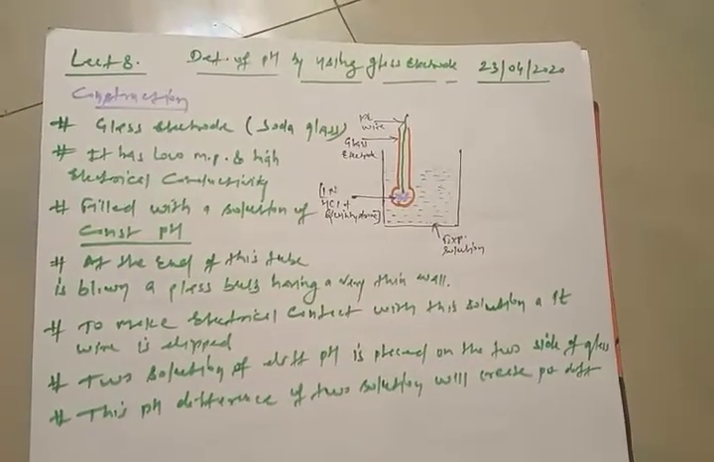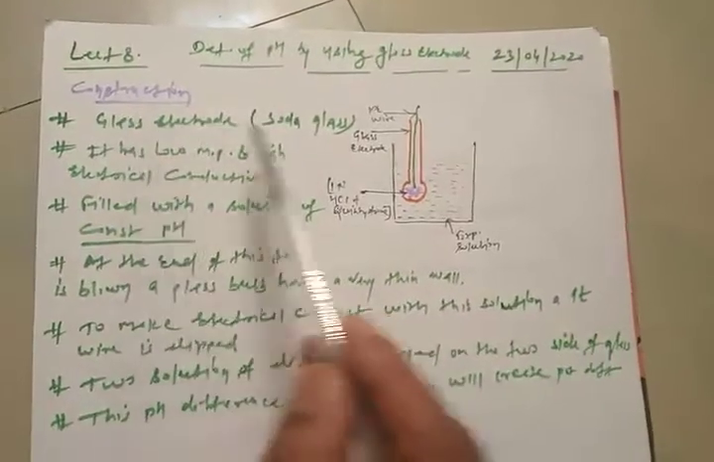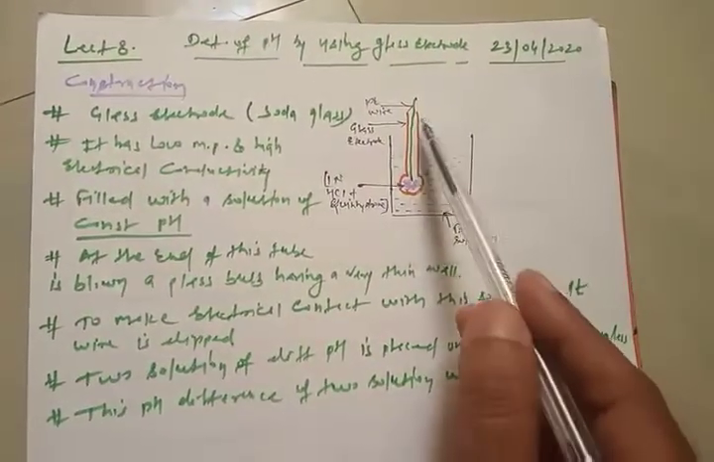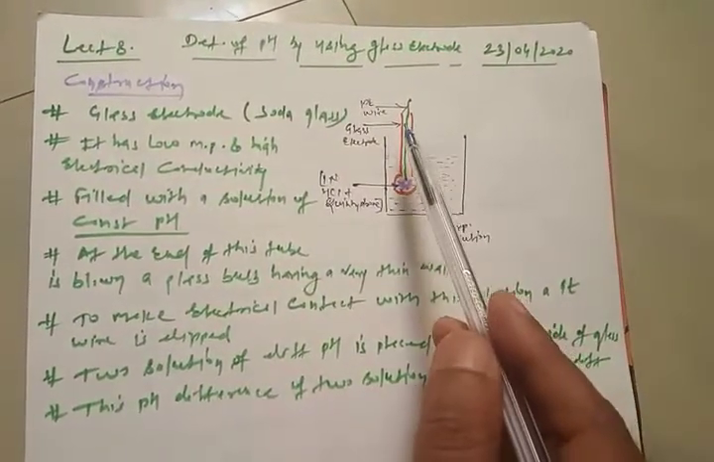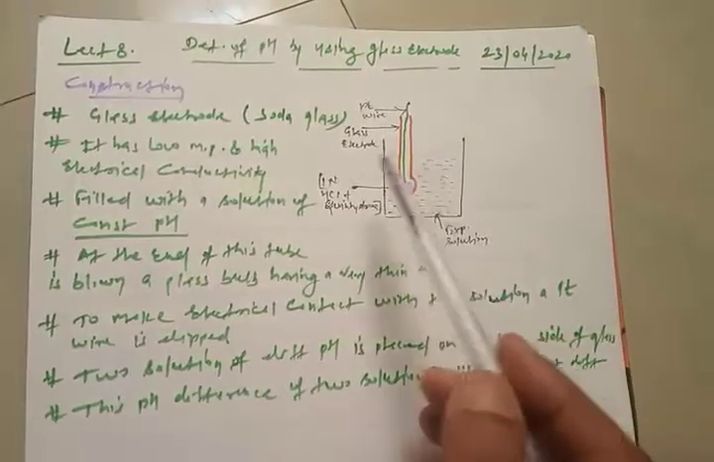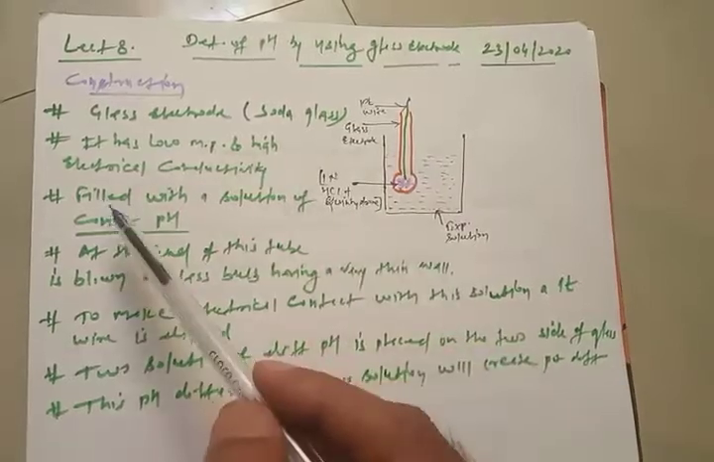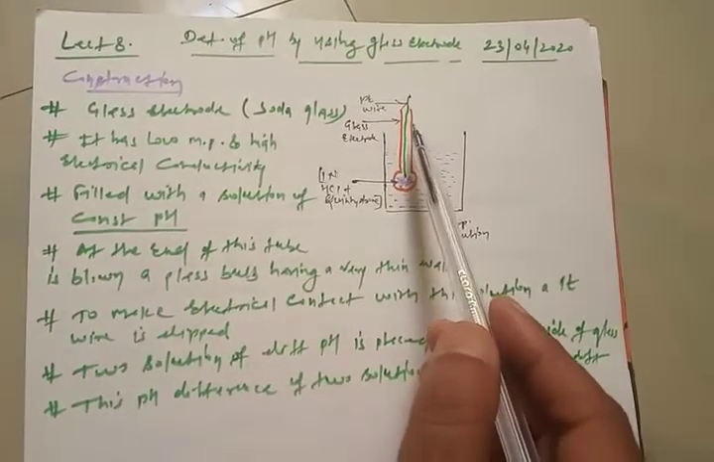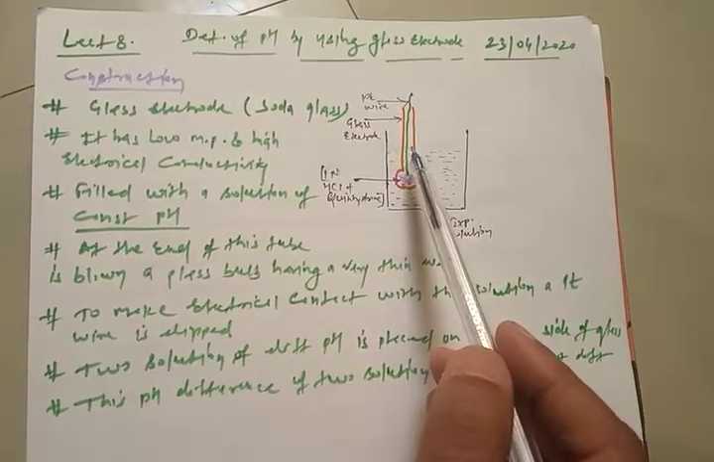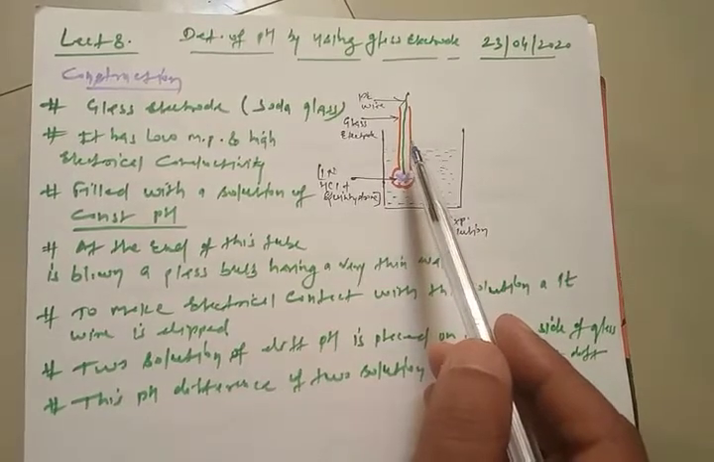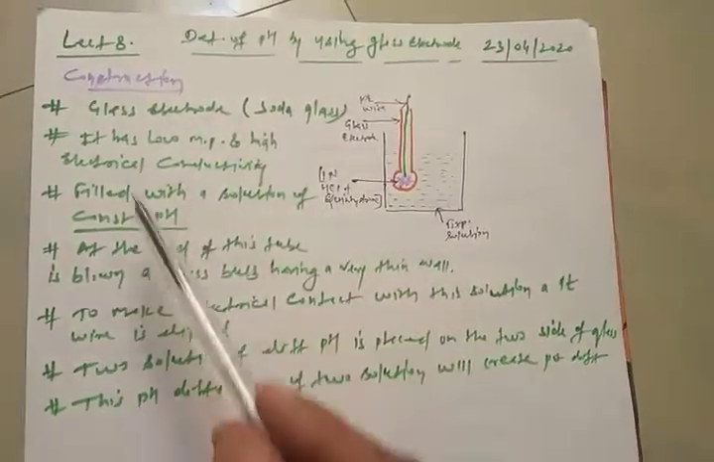So what are the things for construction? Glass electrode, this is your glass electrode. Soda glass is the type of glass. It has low melting point and high electrical conductivity, the properties of this glass electrode. And we don't require a very high melting point and high electrical conductivity.